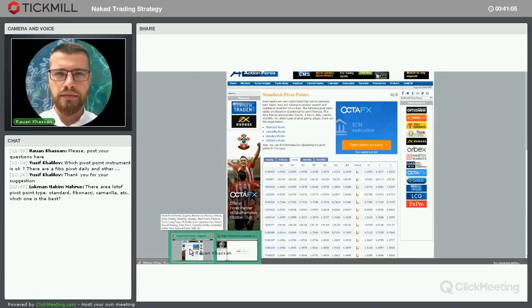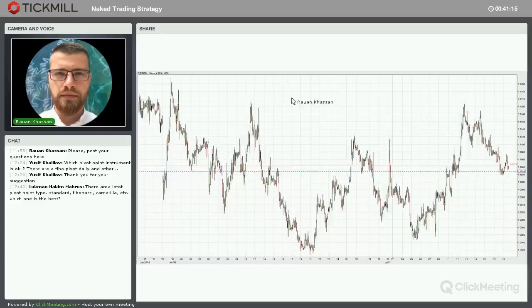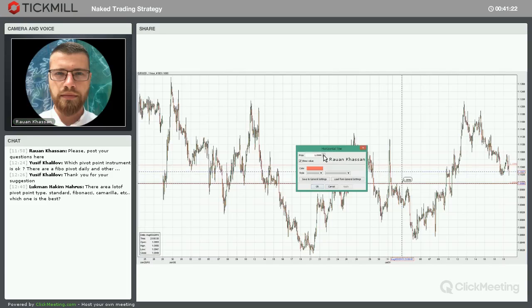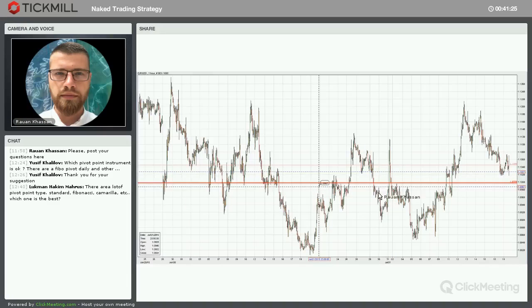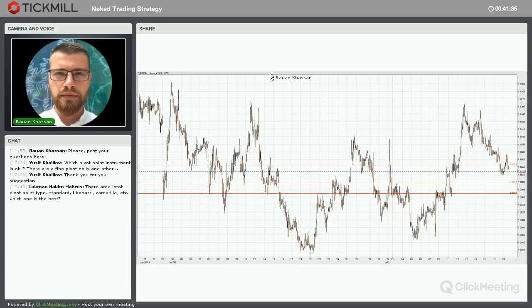Support levels are 1.0998, 69, and 22. I hope I remember all of them from the beginning. So 1.0998, almost. 1.0969, success. And finally 1.0922.